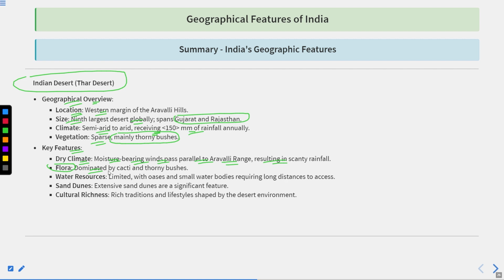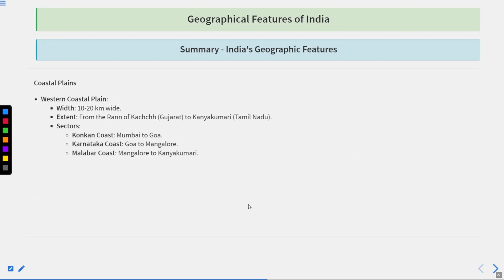Flora is dominated by cacti and thorny bushes. Water resource, limited with oases and small water bodies requiring long distances to access. Sand dunes, extensive sand dunes are a significant feature and cultural richness is there. Rich traditions and lifestyle shaped by the desert environment.